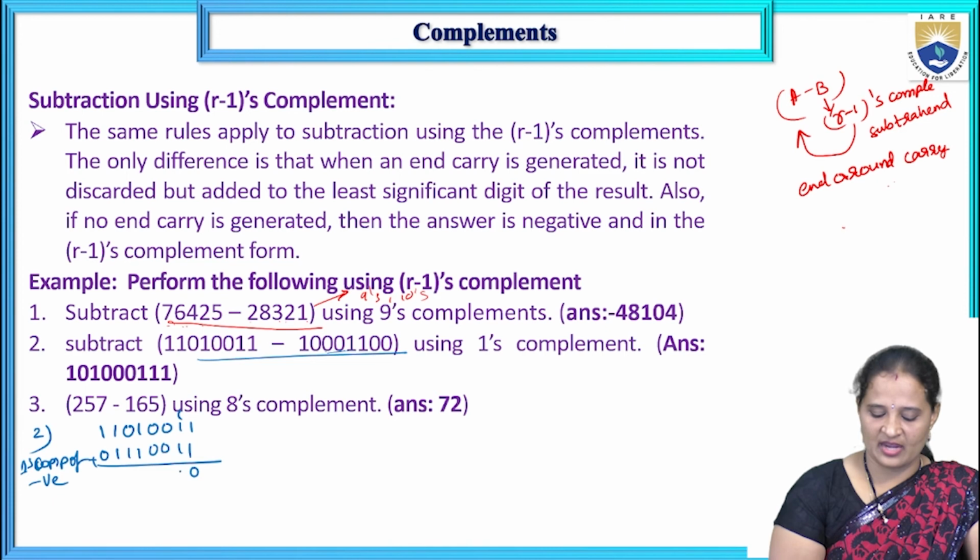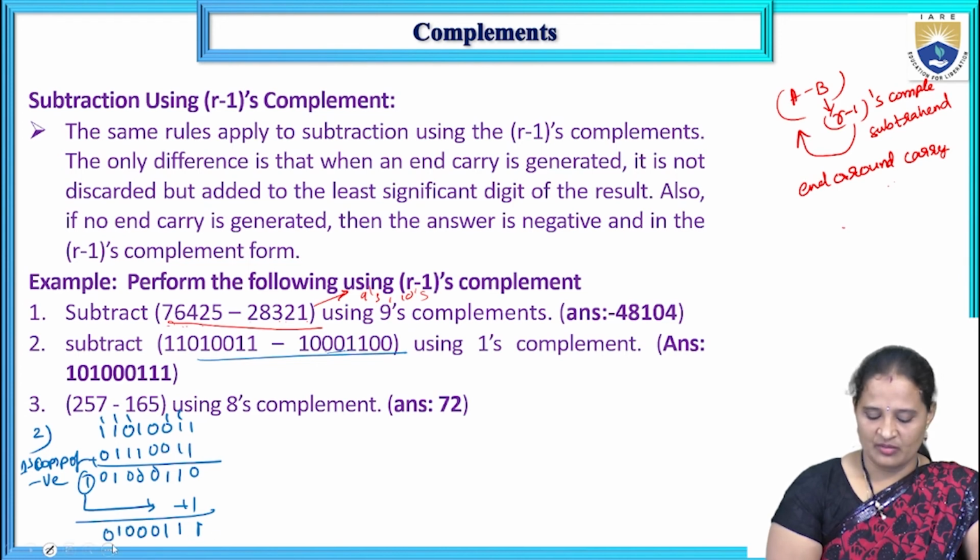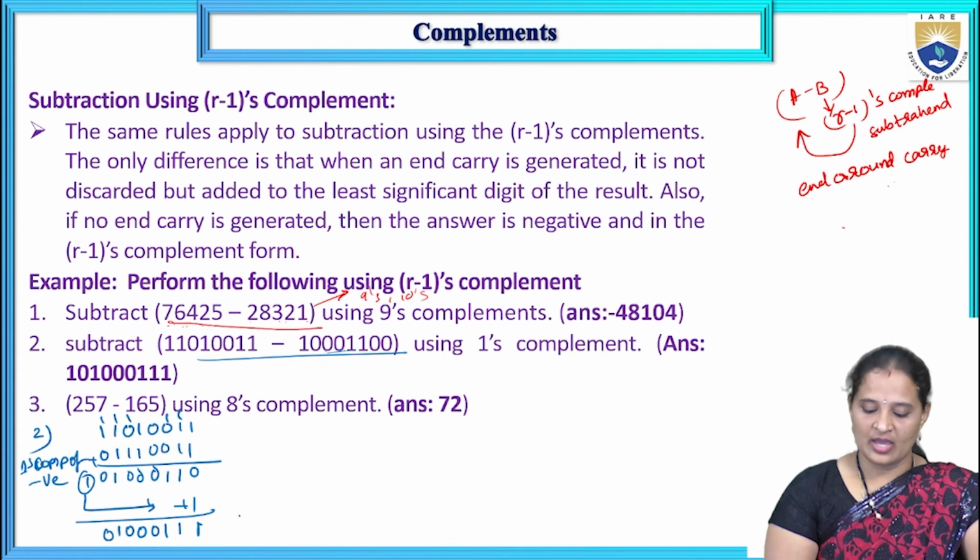1 plus 1 is 0 with a carry 1. 1 plus 1 plus 1 is 1 with a carry 1. Then 0 with a carry 1, 0 with a carry 1, 1 with a carry 1, 0 with a carry 1. So here again we have got a carry. Now we have to add it to the least significant digit. 1 1 1 0 0 0 1 0. This is the 1's complement subtraction, and this is the answer here.